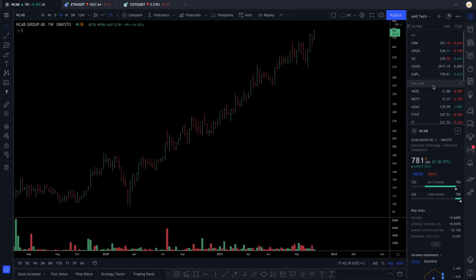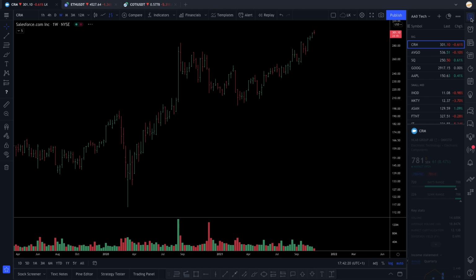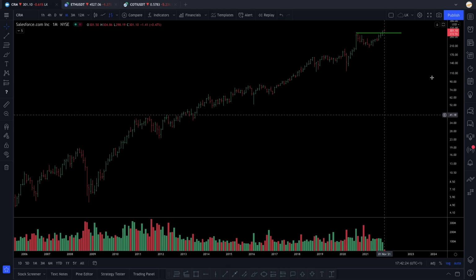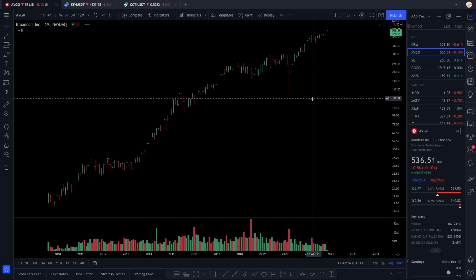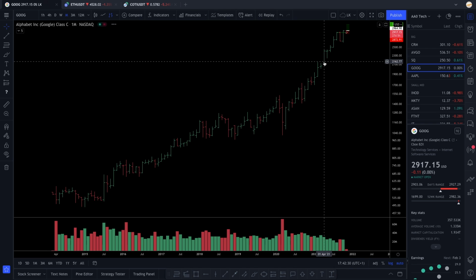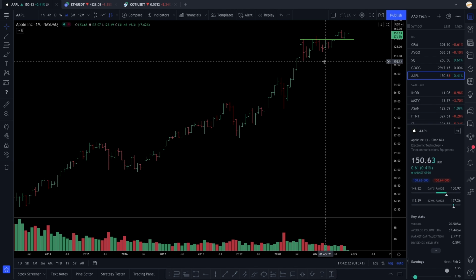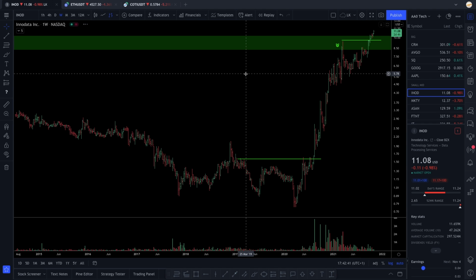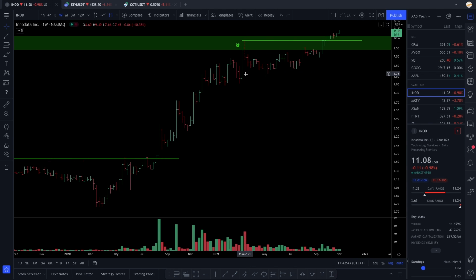I also have other big tech companies like Salesforce, which is making new all-time highs almost every single month. There is AVGO, a semiconductor company from the US. There is Square Incorporated. There is Google. There is Apple. And I'm also looking more at mid and small caps because this is the most interesting, according to me. You have the most growth potential. You can see that this company has a very beautiful chart.